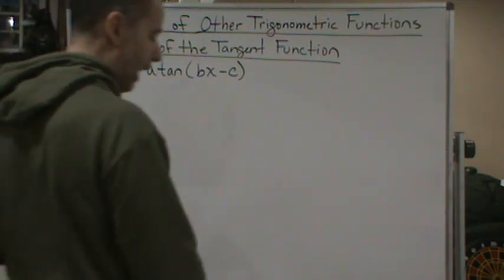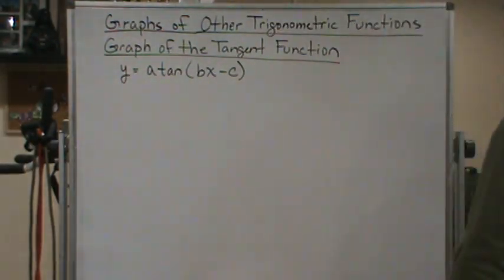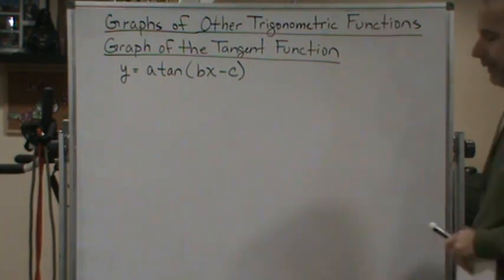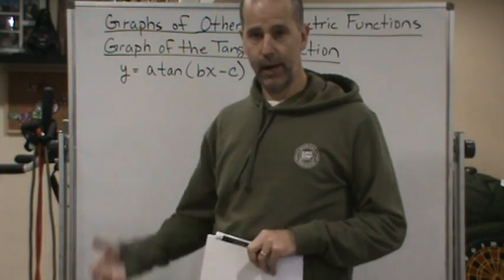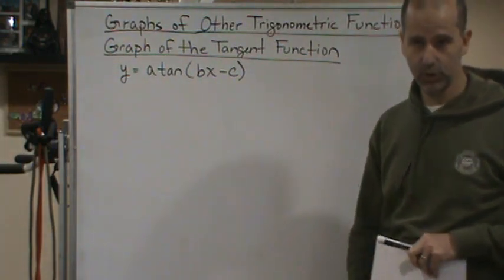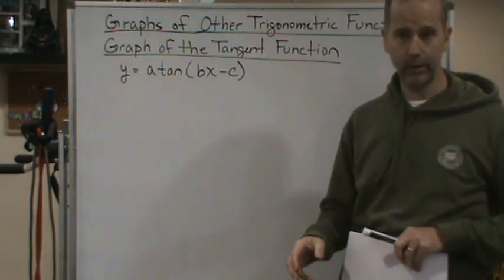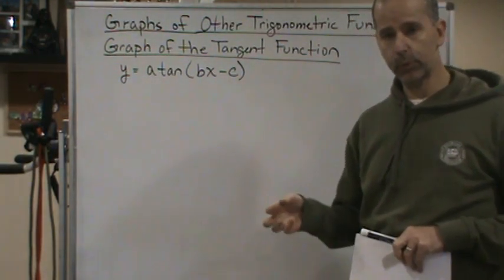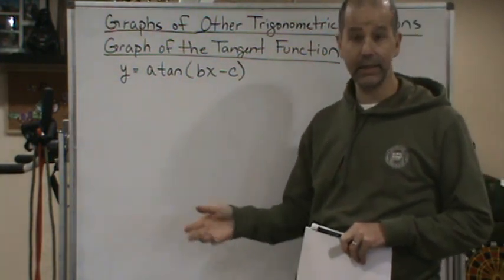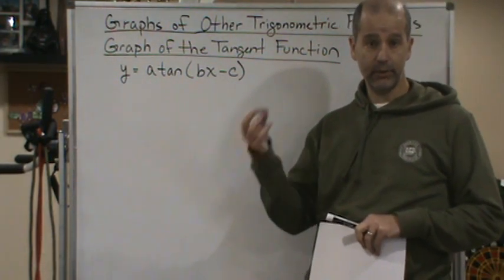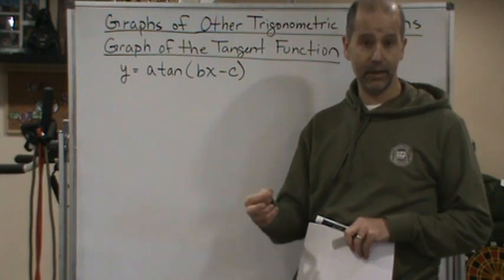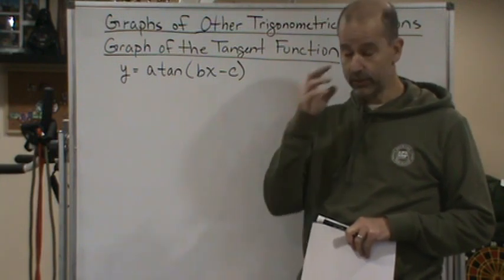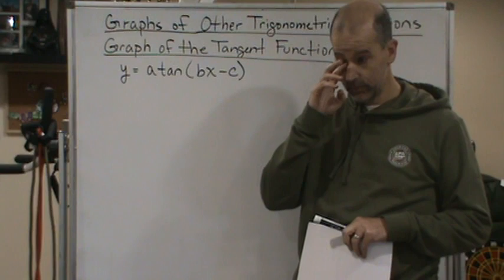All right, welcome back. Now, as I said in the last video, graphing tangent functions is very similar to graphing sine and cosine functions. You've got to find the critical points, right? And the critical points you have to find for graphing tangent are two asymptotes and the intersection point, the x-intercept.